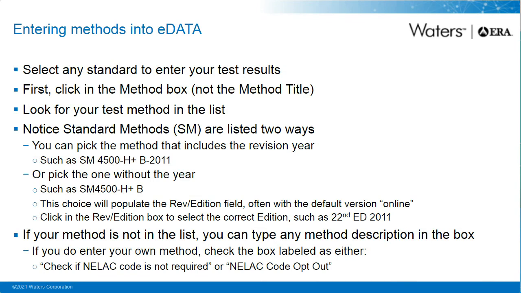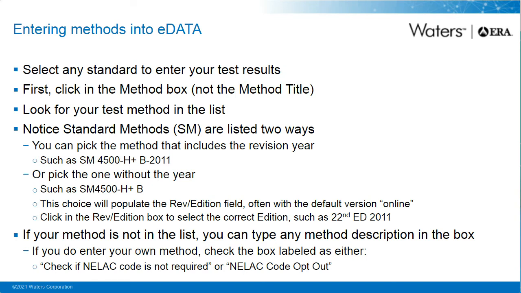Now, just select any standard to get started. I picked pH. Then click in the Method box, not the Method Title box, and look for your method in that list. Most standard methods are listed 2 different ways. You can pick the method that includes the revision year right in the description, such as SM 4500 H plus B 2011. Or you can pick the one without the year. These are listed further down after the choices that included the year, such as SM 4500 H plus B.